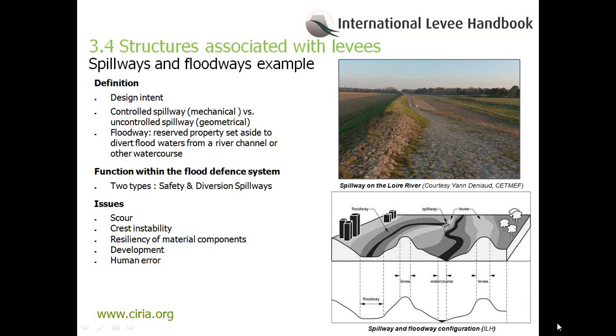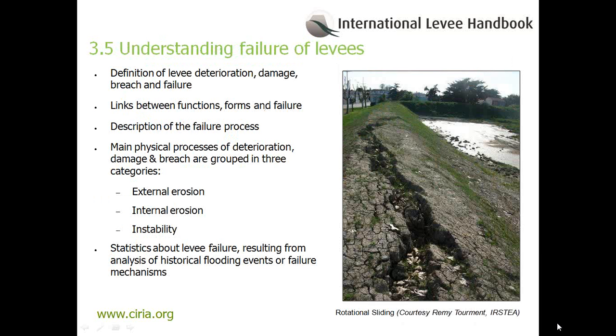Section 3.5 defines the levee failure and discusses the processes of levee failure. It provides definitions for levee deterioration, damage, breach, and failure, and this section outlines the link between the functions, the forms, and the failure. Within this section, the process of failure is described through elementary mechanisms and scenarios of events.